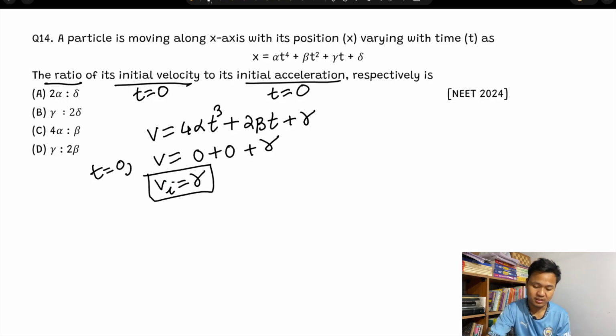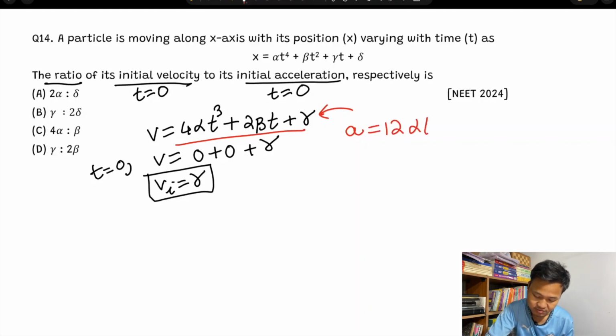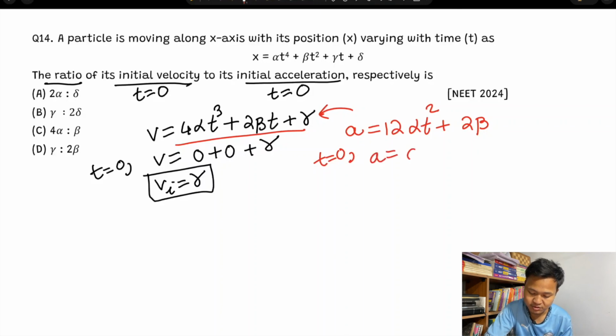So next is acceleration. How do you find acceleration? You differentiate the velocity. That gives 12 alpha t square plus 2 beta. Initially, at t equals 0, we put t equals 0, so 0 plus 2 beta. Therefore a initial is 2 beta.